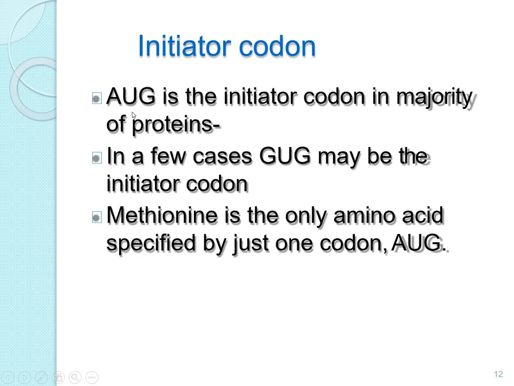Initiator codon. AUG is the initiator codon in the majority of proteins. In a few cases, GUG may be the initiator codon. Methionine is the only amino acid specified by just one codon, AUG.